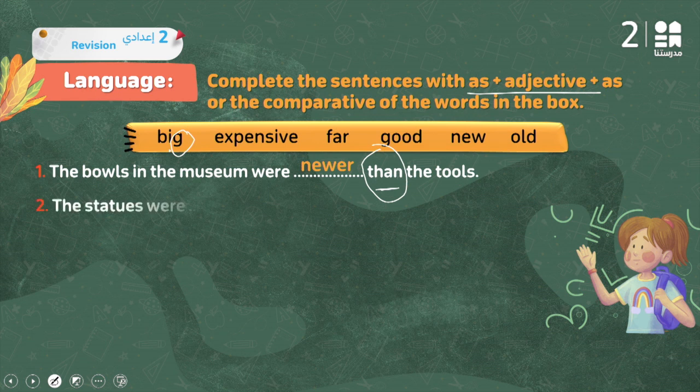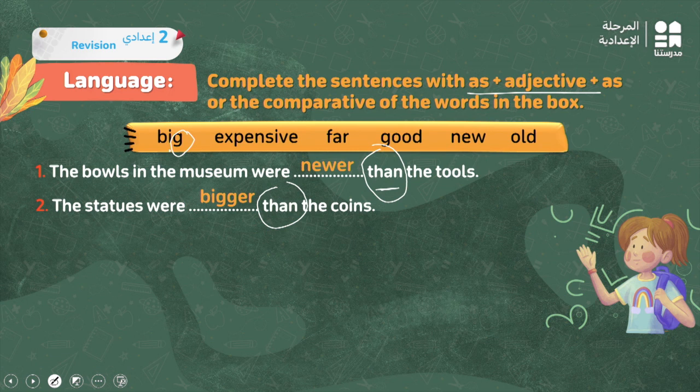Okay. In number 2, the statues, التماثيل, were spaced than the coins. Again, if I have than, it means I have to add an adjective plus er or a long adjective preceded by more أو قبلها more. ده عشان عندي than يعني بيدل على comparative. Okay? So the statues were spaced than the coins, bigger than the coins. And as you see here, I doubled the letter G عشان قبل ال G I have a vowel I, حرف متحرك.